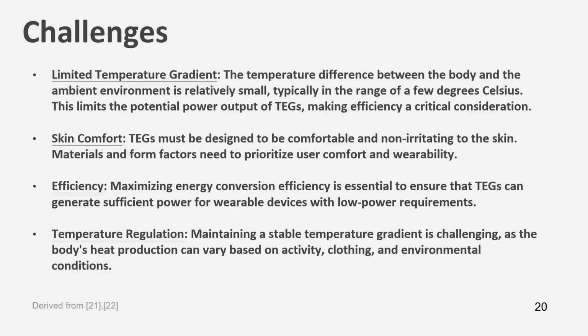Maintaining a stable temperature gradient is challenging as the body's heat production can vary based on activity, clothing, and environmental condition. This is also what we have discussed earlier already, and where we see that human body temperature can vary according to the state of the human body and the surrounding temperature. So TGs should be optimized to work in all these conditions.